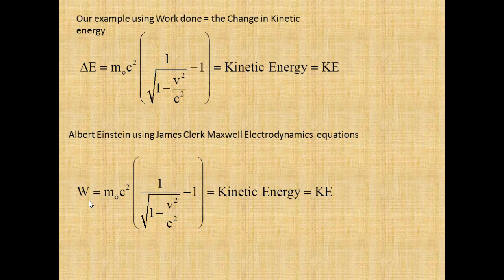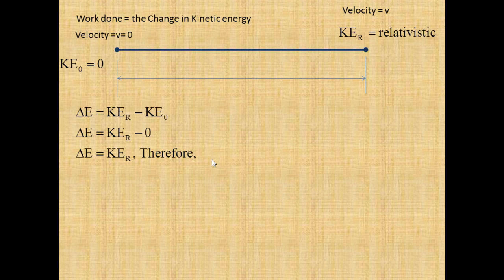He's a total genius. But Mr. Einstein called his kinetic energy W. Okay? And it's the same equation as what I had come up with, and he called it kinetic energy. Okay? And that's what I'm calling the relativistic kinetic energy. Okay? So, what did I do with the work done?